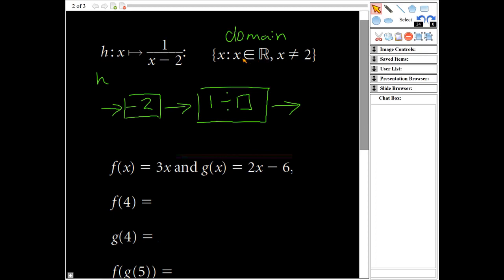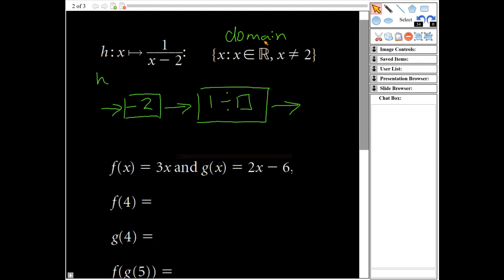So any real number would be acceptable to put in, except for this one. It says x does not equal 2. So x equaling 2 is the only value which isn't allowed. And the reason that wouldn't be allowed is because we first of all do x take away 2. 2 take away 2 would give me 0, and I then would try to do 1 divided by 0, and that would cause me problems.